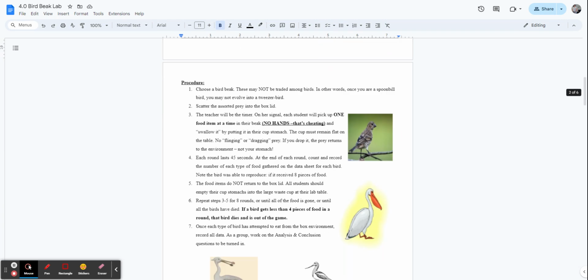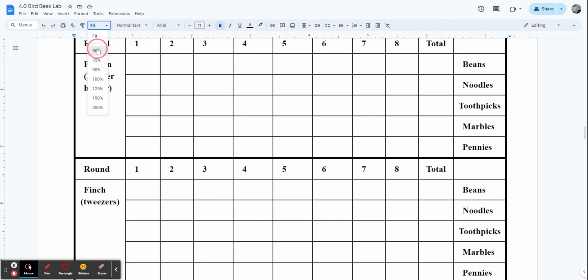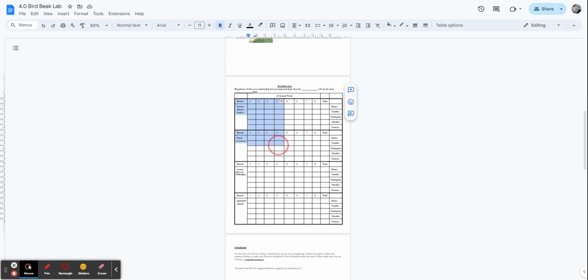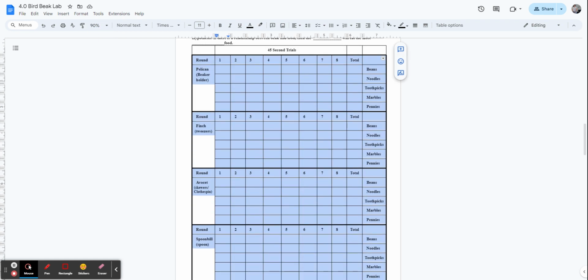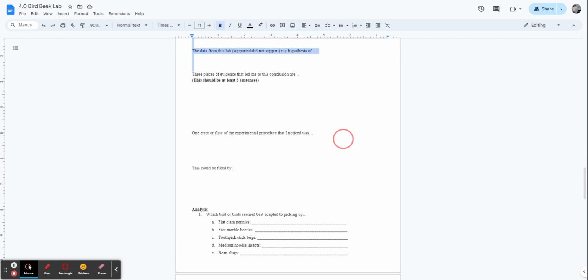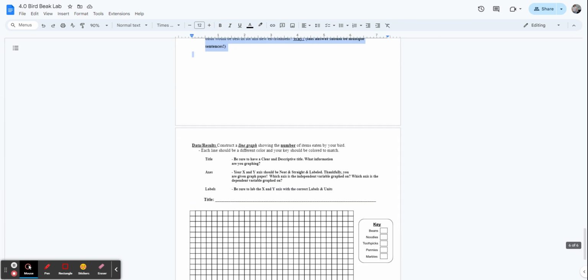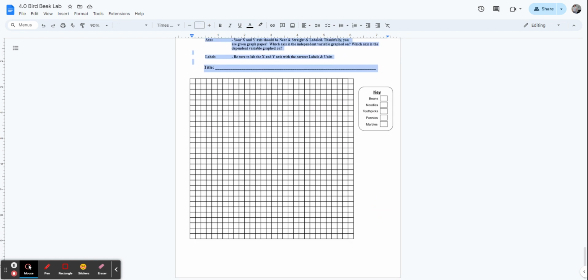So we went ahead, we got all of our data. All 4 of these tables here are filled out, right? So we have all 4 of our birds. What your job today is to do is that we need to answer our conclusion. We need to write our conclusion, answer our analysis questions, and make a graph.